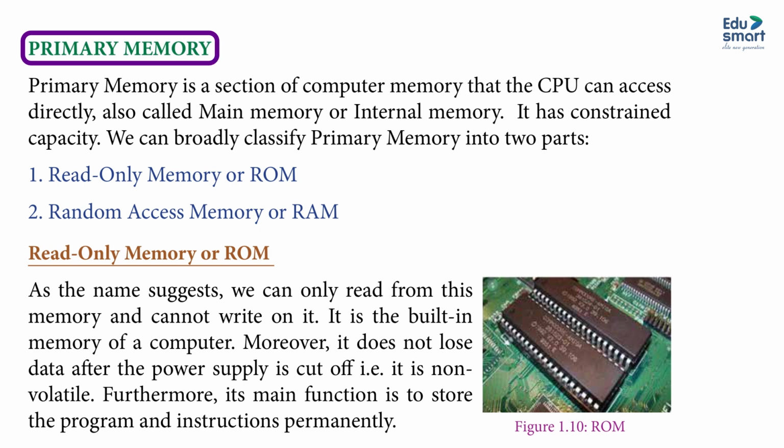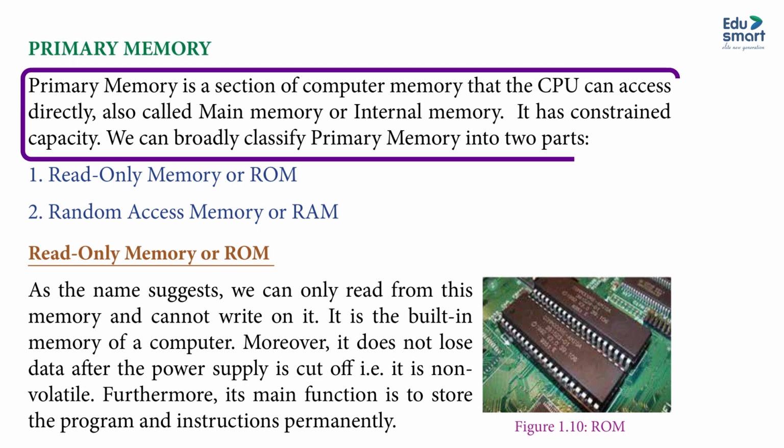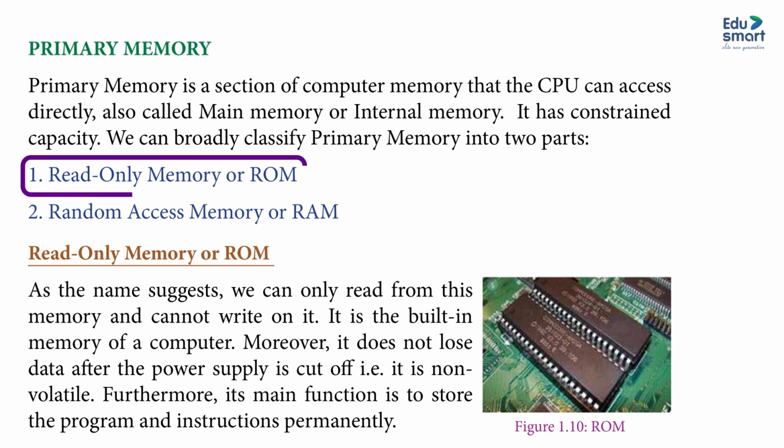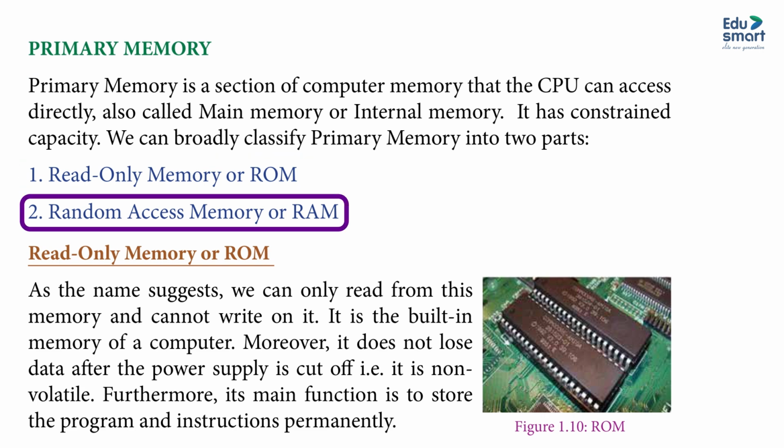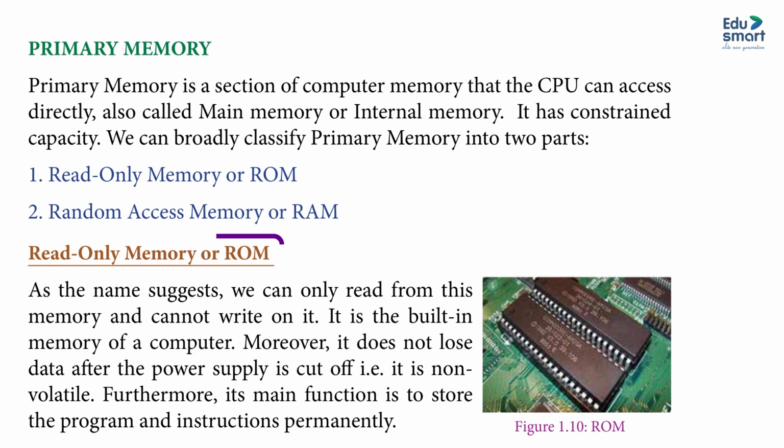Primary memory. Primary memory is a section of computer memory that the CPU can access directly, also called main memory or internal memory. It has constrained capacity. We can broadly classify primary memory into two parts: 1. Read-only memory or ROM. 2. Random access memory or RAM.